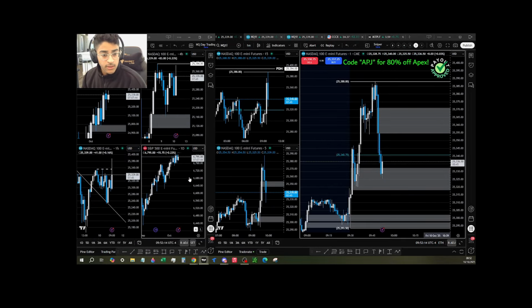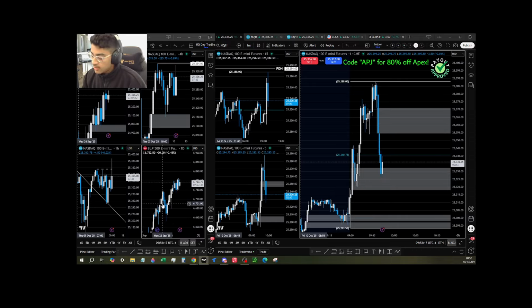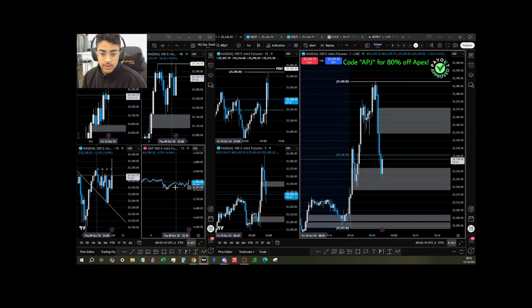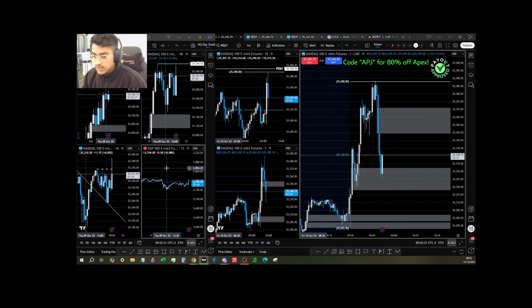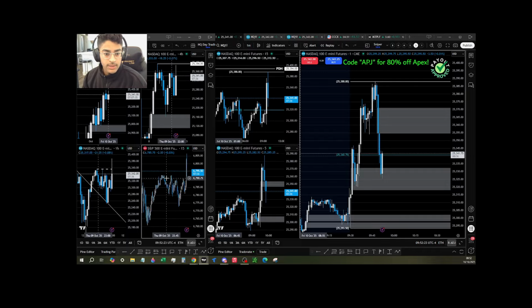As far as SMT goes with ES, not much. ES has not swept previous day high yet. It's been bullish. Both indices moving in tandem, which is what we want to see.